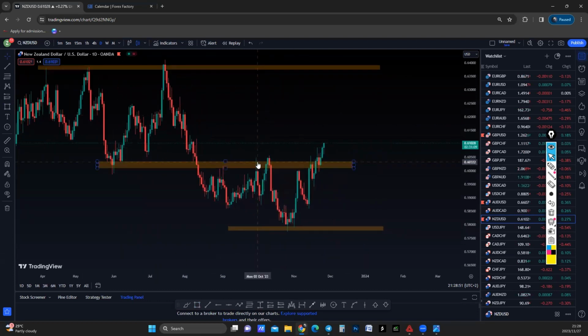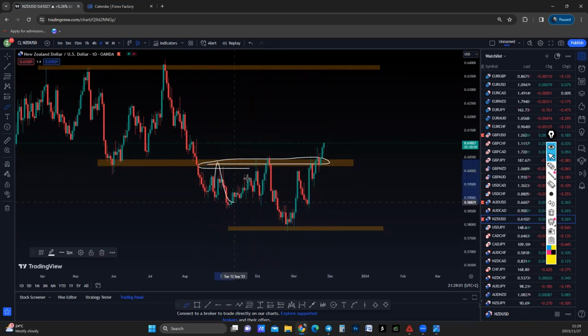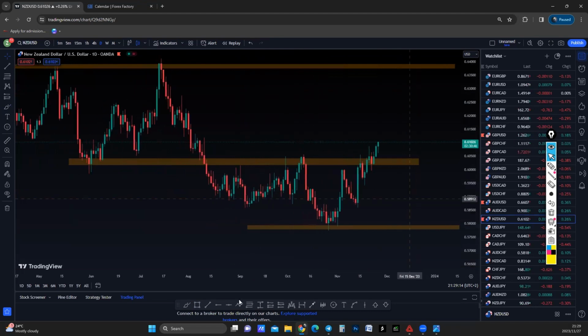So the market was struggling to break above. This resistance here was very strong. The market bounced here for the first time, second time, third time, fourth, fifth, and then on the sixth one, it broke above. So now we are in an uptrend officially.